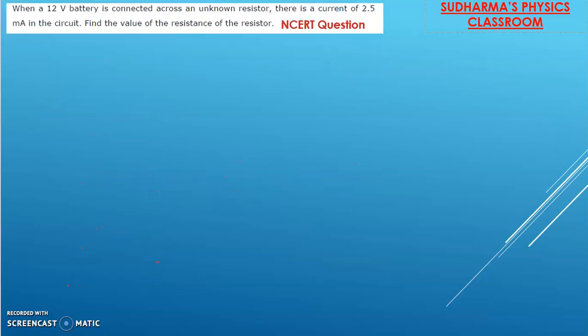Now coming to the next question, that's again from NCERT. When a 12-volt battery is connected across an unknown resistor, there is a current of 2.5 milliampere in the circuit. Find the value of the resistance of the resistor. This is a very direct question, but we have to make sure everything is given in SI unit. So we can write down the values given in the question.